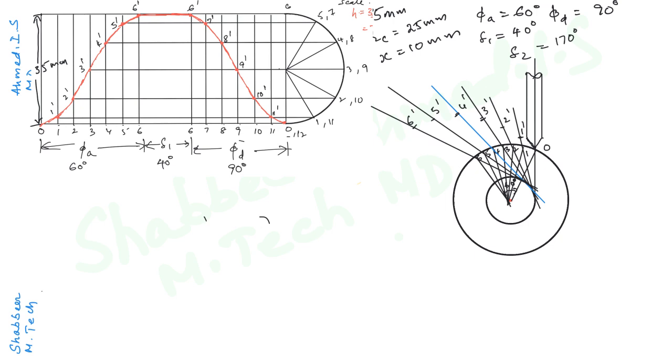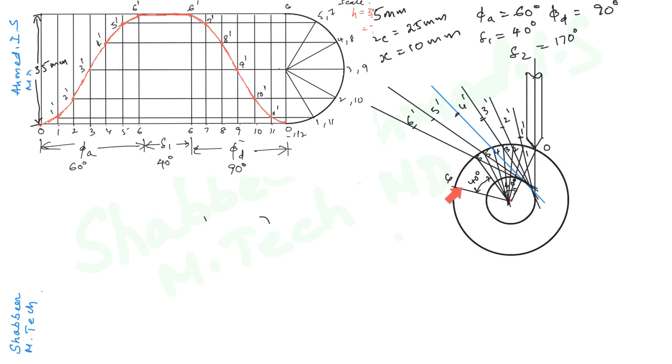Okay, now we have a dwell of 40 degrees. So now mark an angle of 40 degrees. So this angle will be 40 degrees. So that is the dwell. So this point will again become 6.